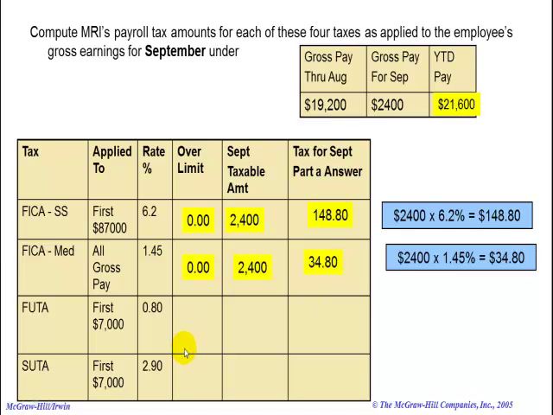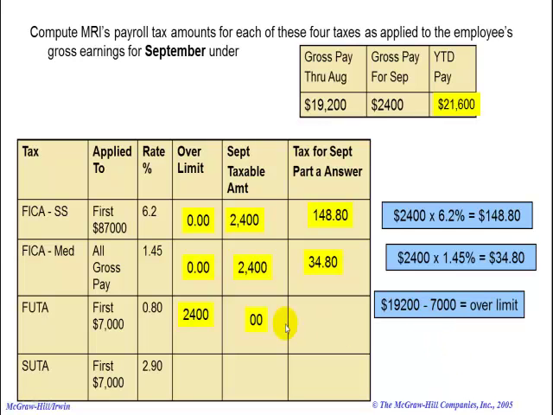Now for FUTA, which is what the employer only is responsible for, it looks like they went over the limit of $7,000 a long time ago. It was before August, and so this whole $2,400 will be over the limit, so they're not going to pay anything for FUTA taxes, and the same thing is true for SUTA taxes. They're over the limit for SUTA, which was $7,000. The whole $2,400 is not going to be taxed with respect to SUTA, and it'll be zero there. That takes care of Part B. Let's go on to the final part of this, which is Part C.